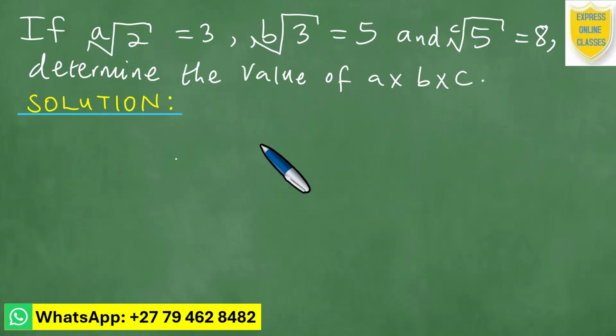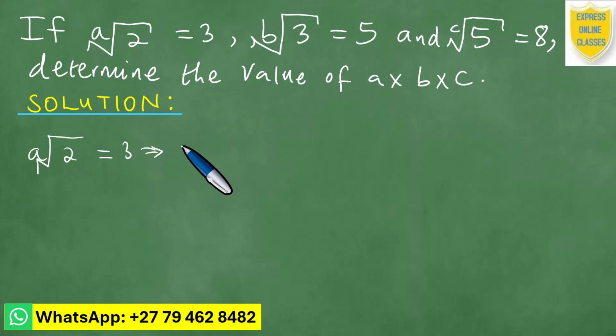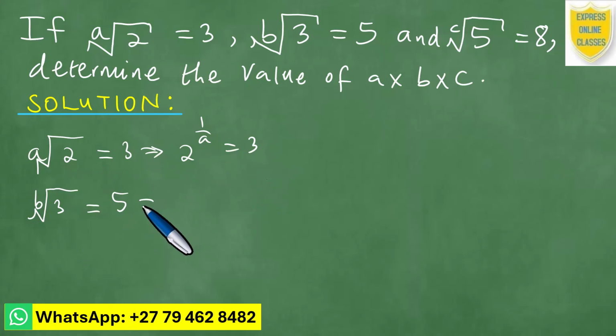We still have the given information up there. And so we note that in this case, what we have is the ath root of 2, which equals 3. And this implies that 2 to the power 1 out of A equals 3. We can write things this way. Moreover, we have the bth root of 3, which equals 5, and so this implies that 3 to the power 1 out of B is equal to 5.